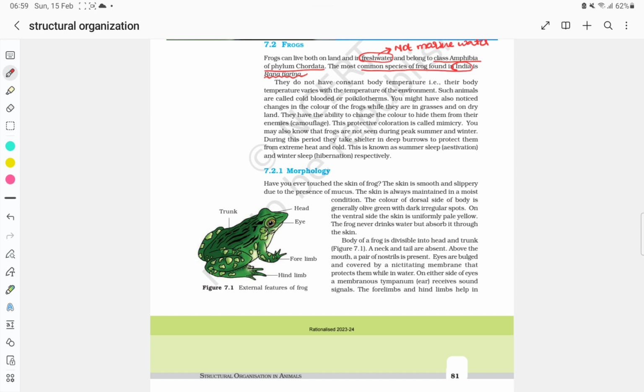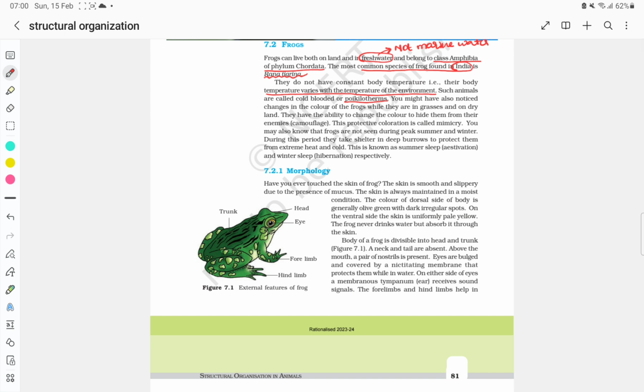Next, moving on to the next paragraph, they are saying that frogs are poikilothermous. What do you mean by poikilothermous? So the body temperature varies with the temperature of the environment. So it can be an assertion reason type of question.